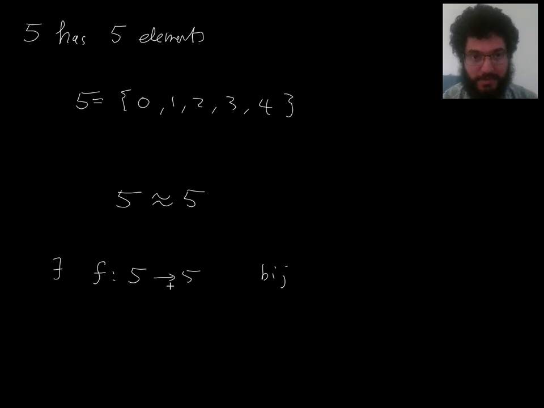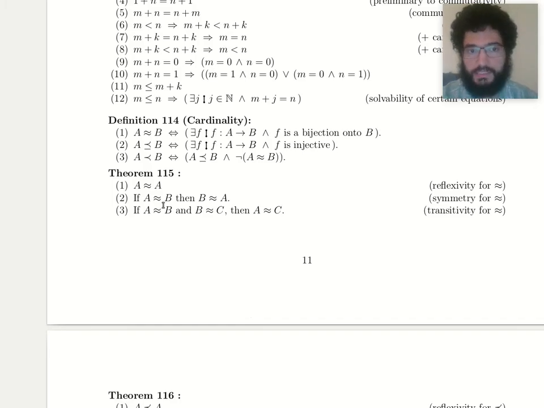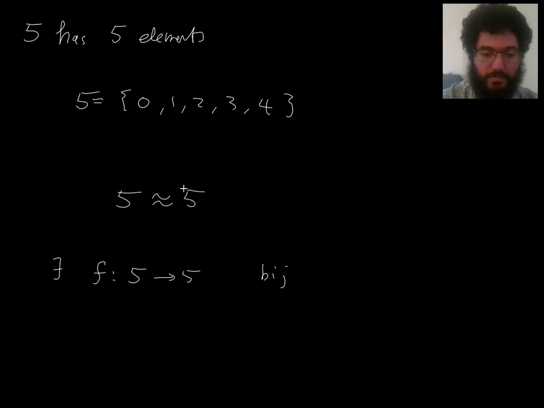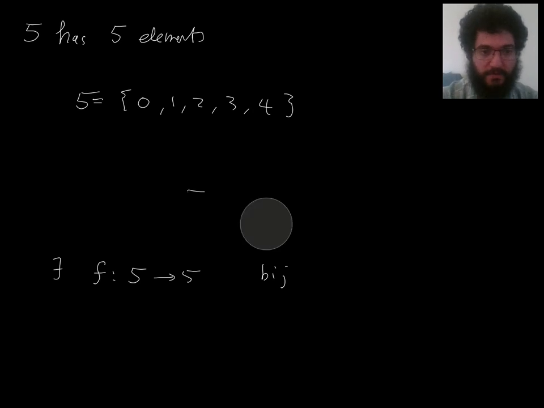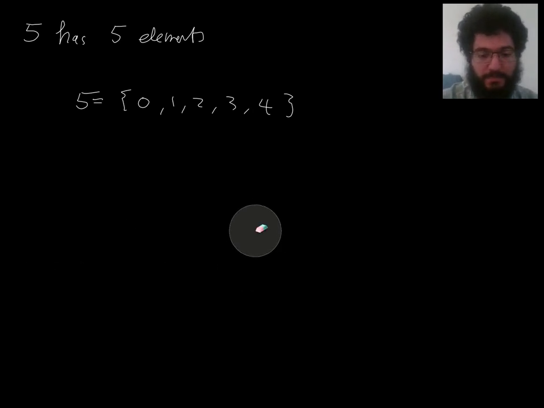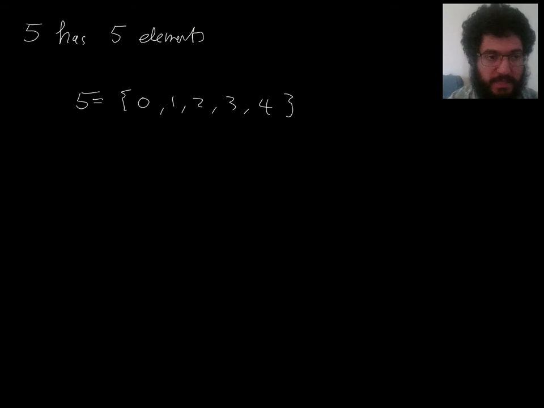And how do I know there exists one? Well, I can use the identity function. So this is a special case of our earlier result, theorem 115.1, that everything wiggly equals itself, because you can use the identity function as your bijection. So great, 5 in fact does have 5 elements. So that's actually a pretty easy thing to establish.